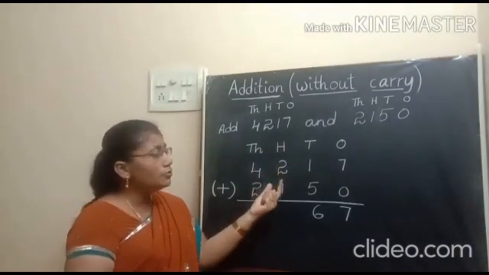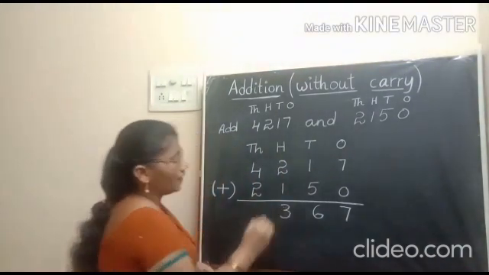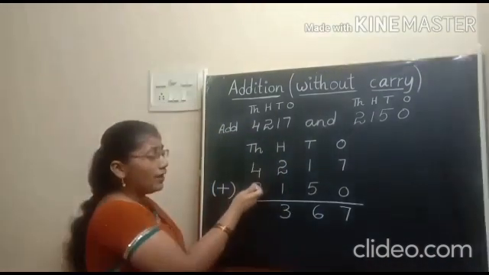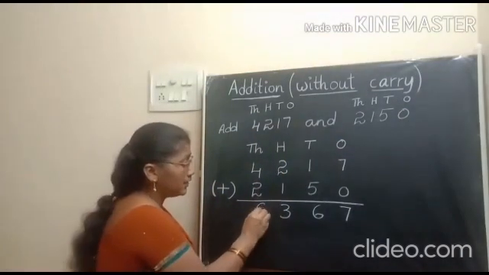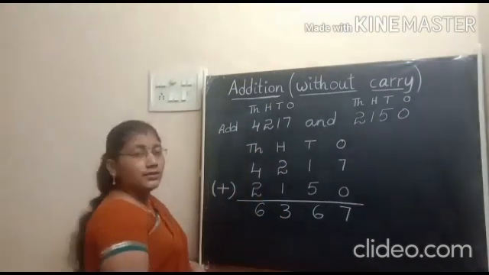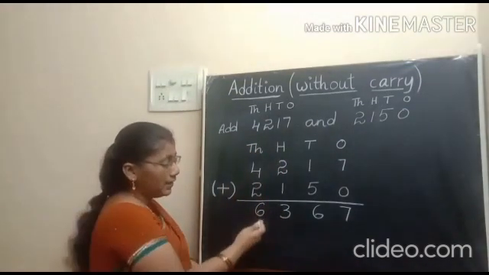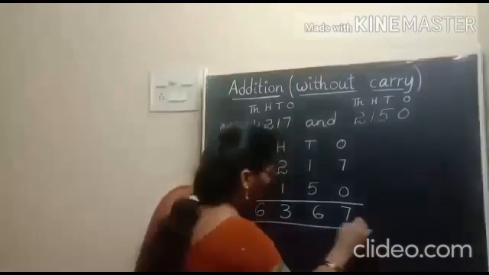By adding 2 and 1, we get 3. By adding 4 and 2, we get 6. Finally, we should add the digits in thousands column. The result is 6.